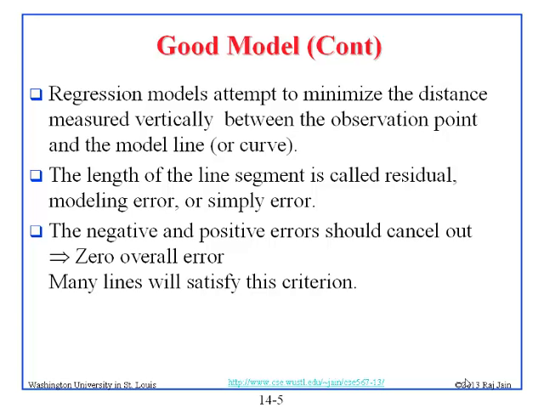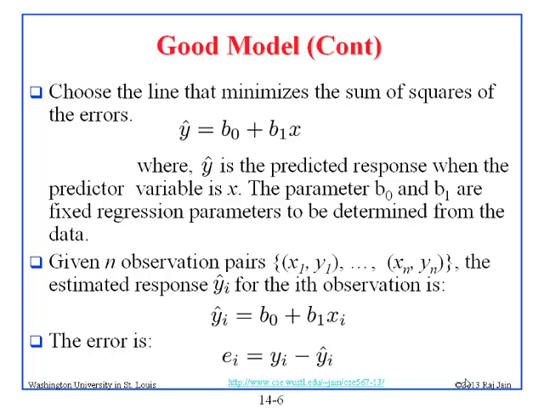So now our model is y hat equal to b0 plus b1 x. It's a linear model. It has two parameters, a slope and an intercept, and we put a hat here because this is our best guess. This is our best prediction.